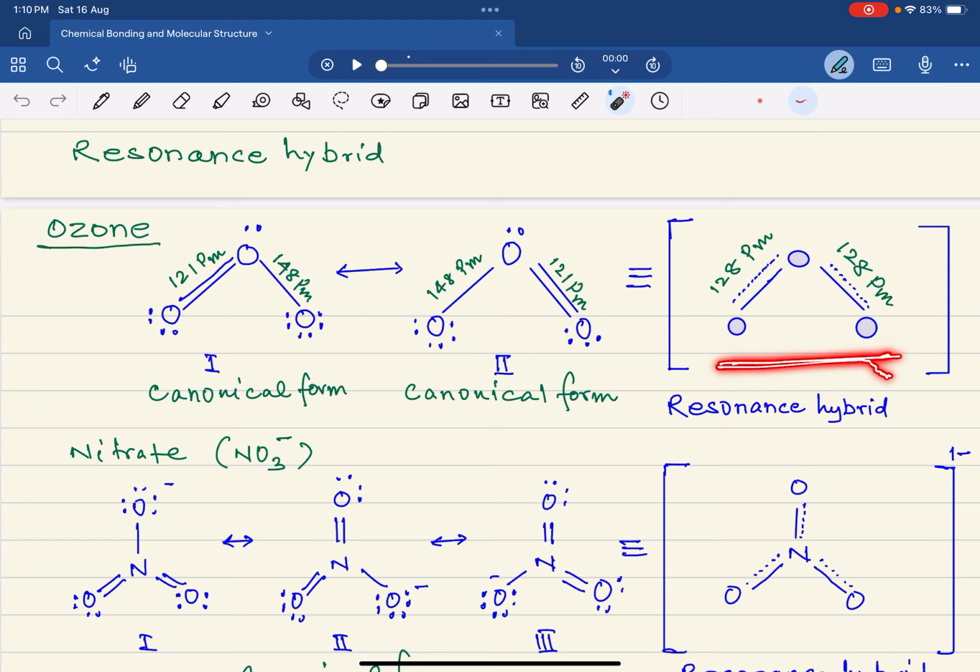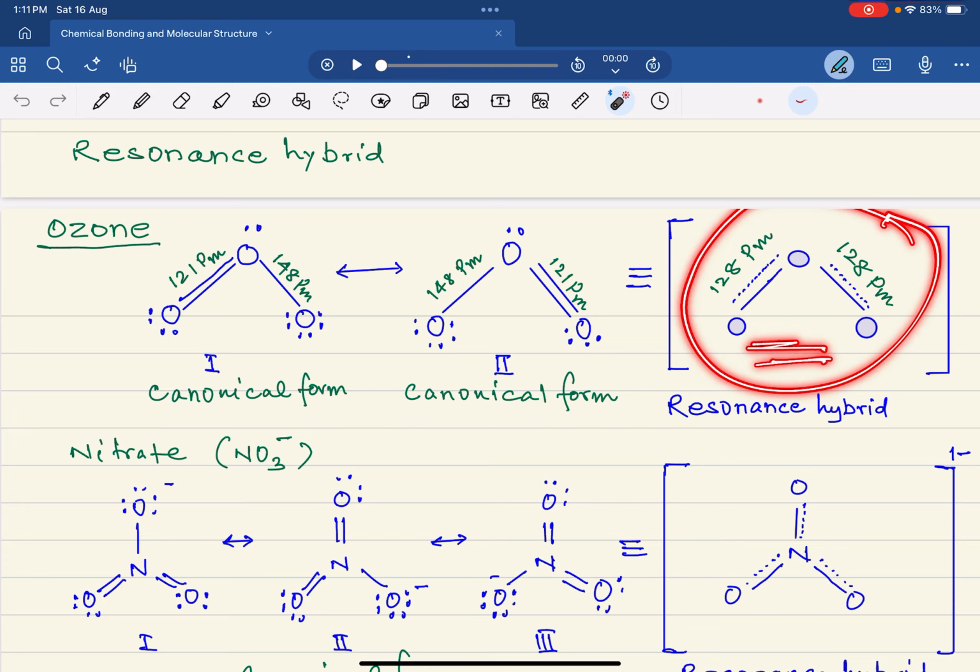So, this structure of ozone is not explained by a single Lewis structure. This one is explained by two canonical structures or two resonating structures, and the intermediate structure of these two is known as resonance hybrid structure. So, basically if a single molecule is not explained by one Lewis structure, it is explained with the help of resonance hybrid.